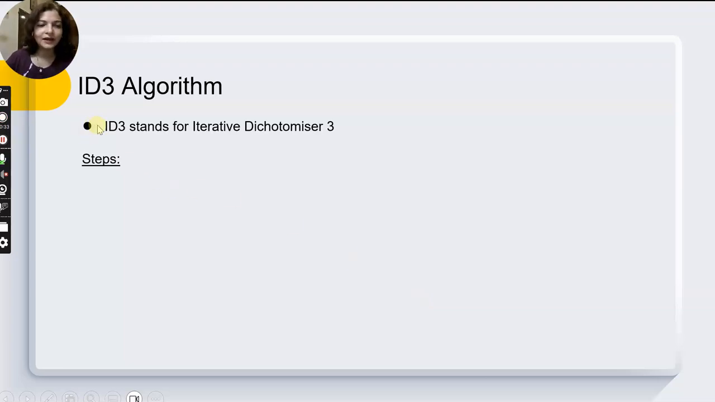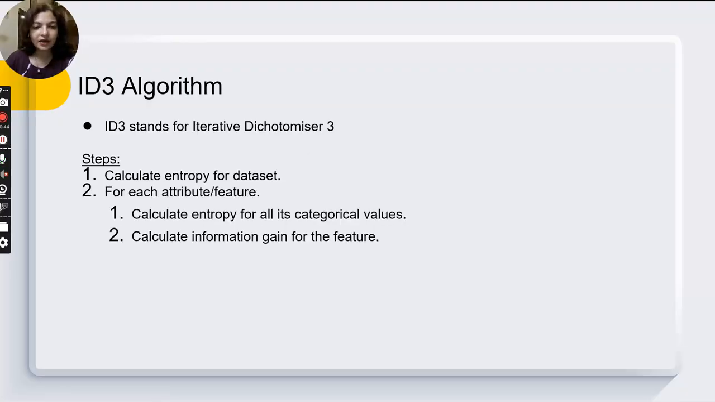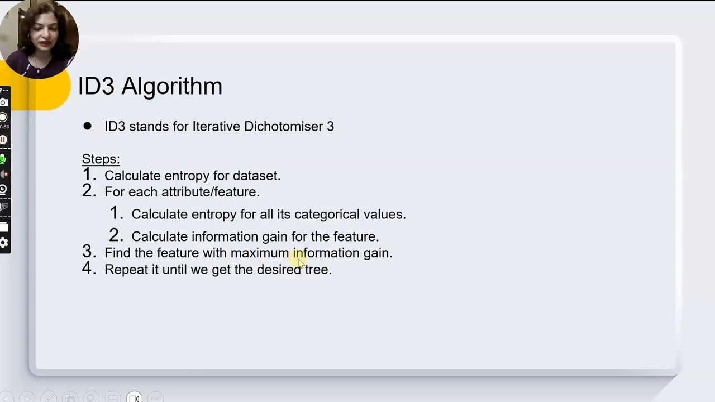We'll be seeing ID3 algorithm. ID3 stands for Iterative Dichotomizer 3. And the steps of ID3 are as follows. First, we calculate entropy of the entire data set. Second, for every attribute or feature, we calculate entropy for all its categorical values, and then we calculate information gain of that feature. Next, we find the feature with maximum information gain. And we repeat this process until we get the desired tree.